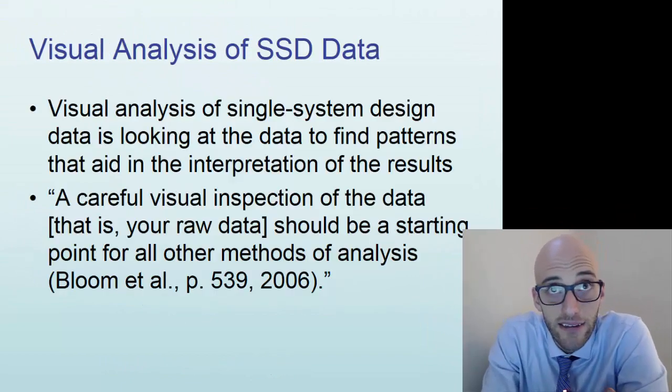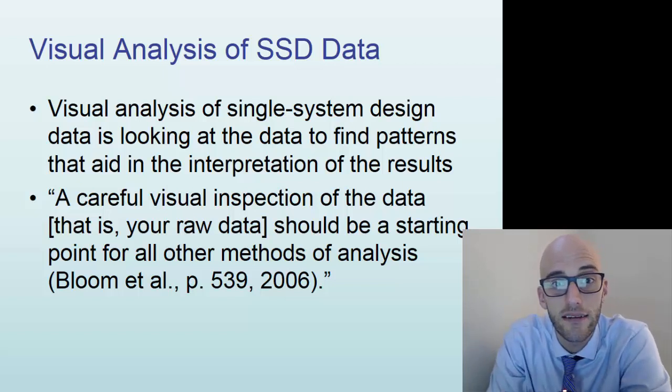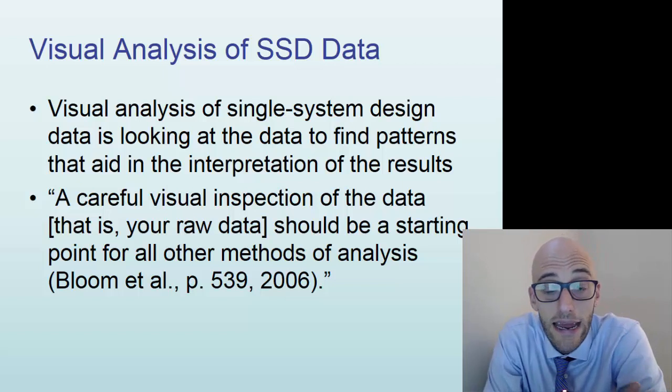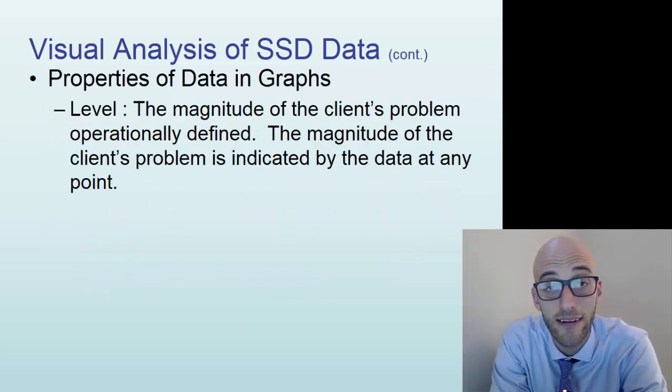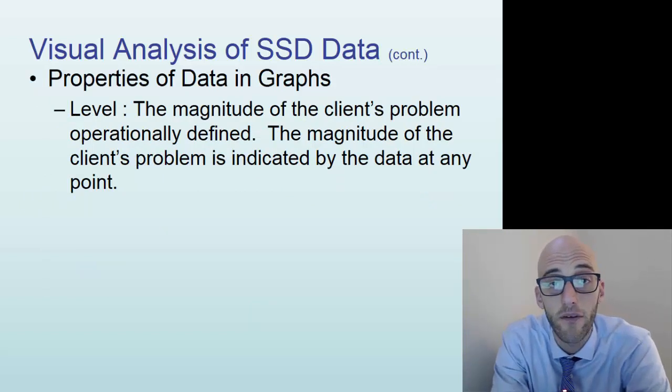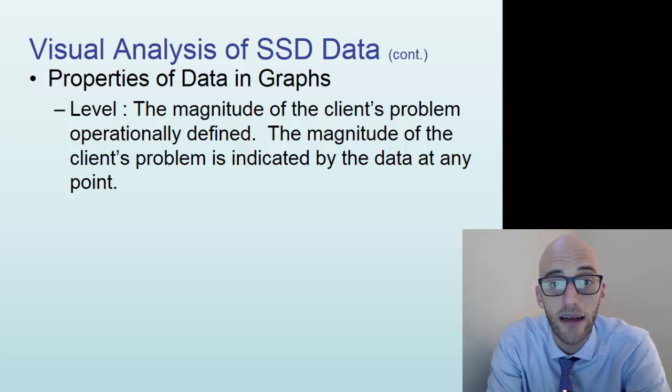So visual analysis is the start of all real statistical analysis because we want to look at our graphical data first to see if there's outliers or any kind of trends that might be identifiable. Visual analysis of the single system design is looking at the data to find patterns and aid in our interpretation. And the visual analysis is going to help us look at several different properties of our data. The first of which being the level, which is the magnitude of the client problem operationally defined. So the magnitude of the client's problem is indicated by the data at any point.